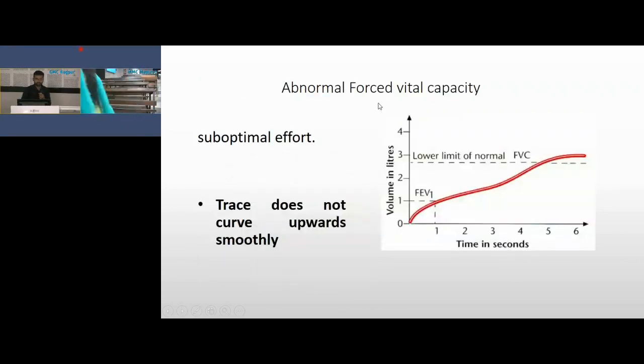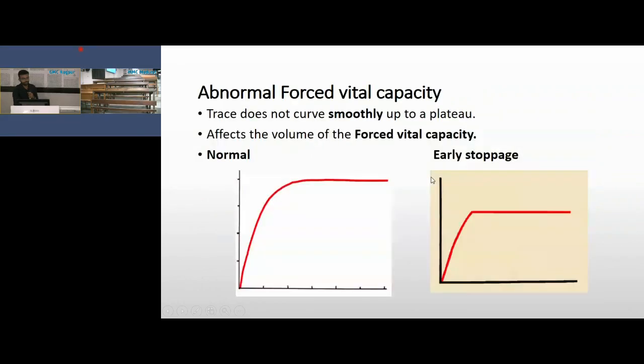Other abnormal FVCs are like this volume time curve, which does not curve upward smoothly. So it is also suboptimal effort. Another example: the trace does not curve smoothly up to a plateau, which affects the volume of forced vital capacity. There is a plateau, but it is not smooth. It is an abrupt plateau, so it is also not acceptable.